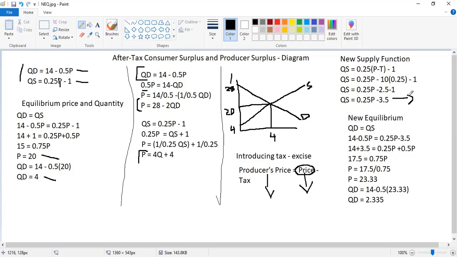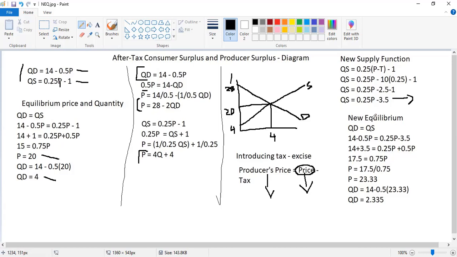This is what we are going to use to determine the new equilibrium price in the market. Because the moment the government increases taxes, it means that there's going to be a price increase. That's what we are seeing in the economy. When the government increases the excise taxes, the goods and services become expensive. So that's the case here. When the government imposes a tax, especially on producers, it's going to increase the price in the market.